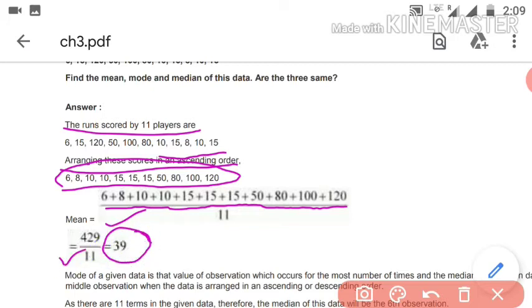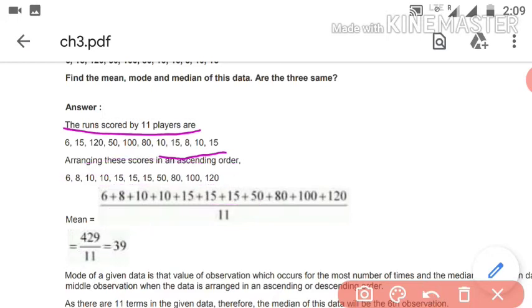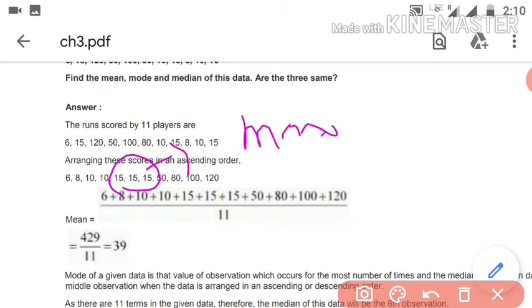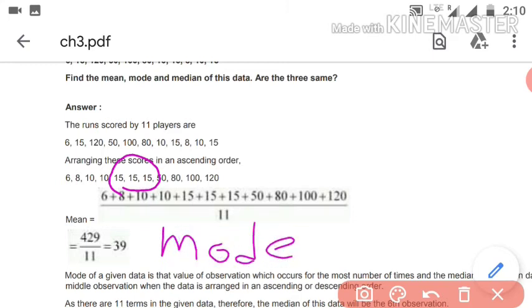So the mean value is how much? 39. And again what we have to find? Mode, isn't it? So we know what the mode is: the number which occurs the most number of times. Which number comes many times? 15, isn't it? 15 occurs how many times? 3 times. So you will write mode is equal to 15. So the mode value will be 15.